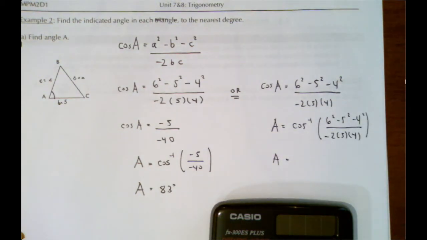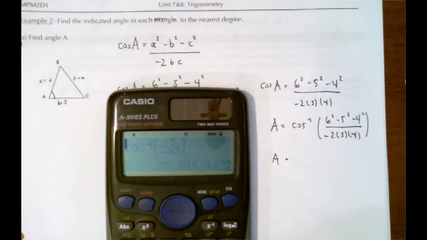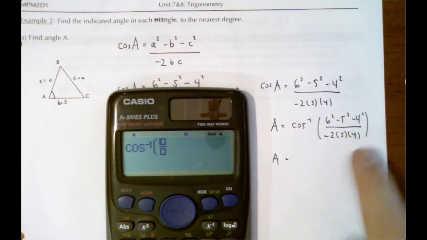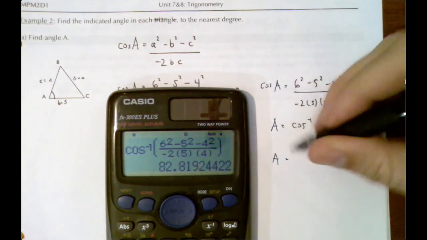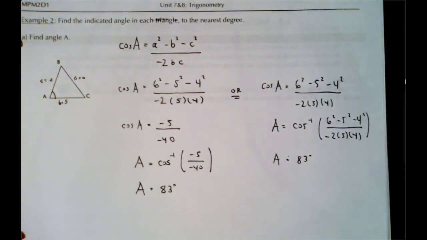So let's give it a shot. Instead of figuring out what this is, negative 5 over negative 40, just type that whole thing in. So here we go. Second, cosine inverse. I'm going to use my fraction button. If you're not going to use your fraction button, what you should do is put the whole top in brackets and then divide. But I have a fraction button, so 6 squared minus 5 squared minus 4 squared over negative 2, 5, and 4. And I get the exact same thing, 83 degrees. So it's up to you how you want to type it in, but we need to be able to come up with 83 degrees.